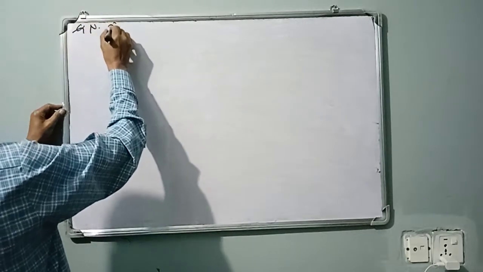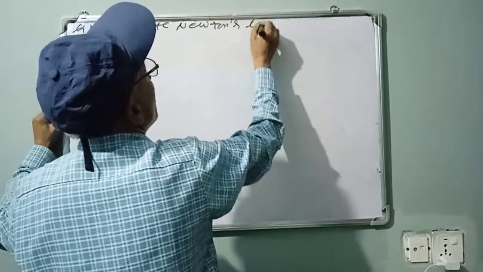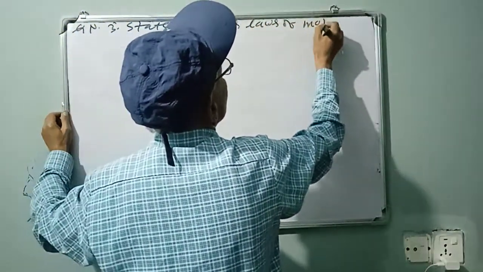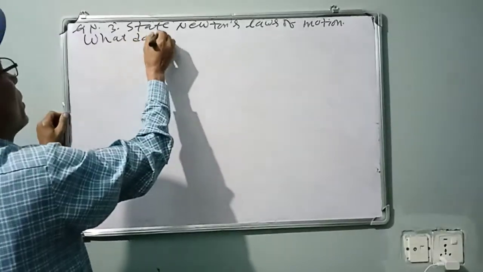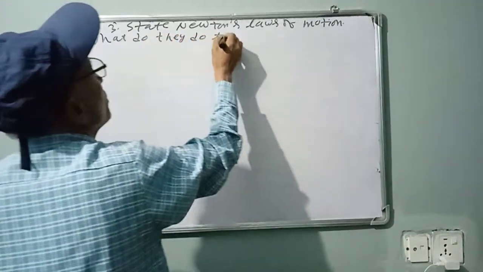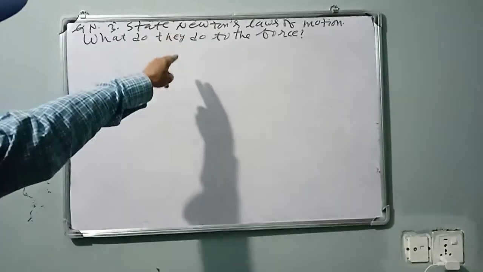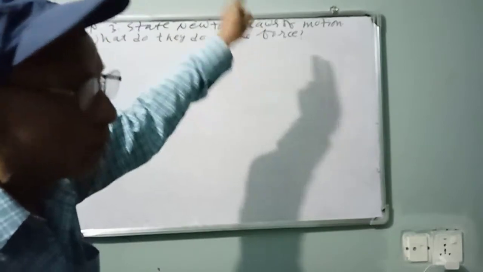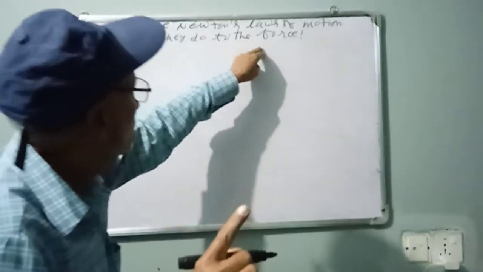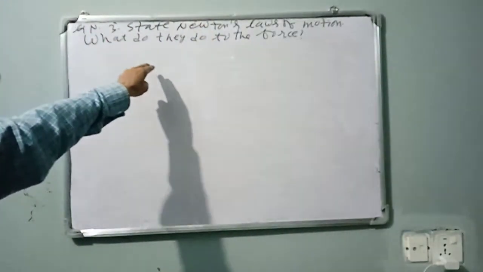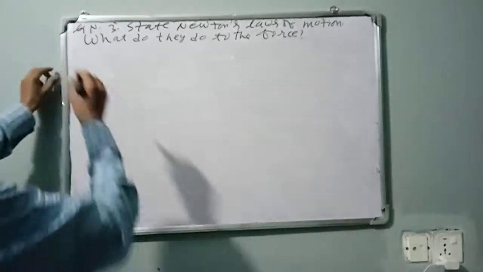Question number 3, state Newton's laws of motion. First law, second law, third law. What do they do to the force? First of all, state first law, then second law, third law, and what do they do? The first law defines the force, second law measures the amount of force, and the third law qualifies the force or shows the effects of force.